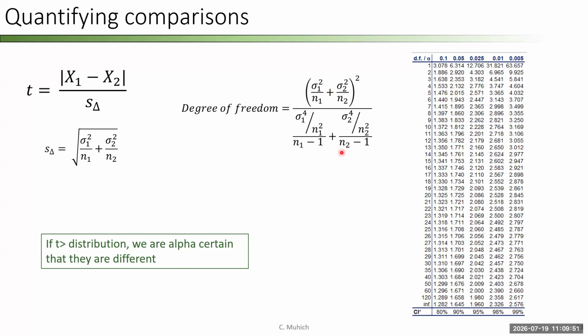The other thing that we can do is take more samples. That sort of shows up here. So as n increases, the number of degrees of freedom increases. This goes up, and you'll see that the t-values, as you have more and more samples, decrease. So you can be more and more certain if you have way more samples.